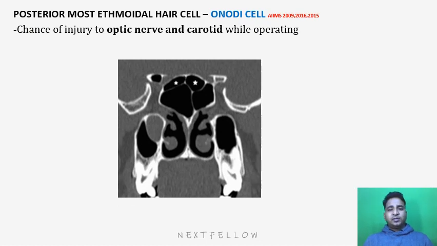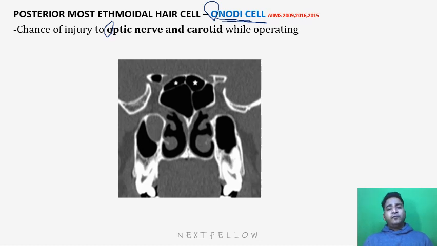Now, the other group of cell is known as Onodi cell. How to remember? Onodi cell is somewhere related to the optic nerve, O for O. So Onodi cell is the posterior most ethmoidal cell, which is in close proximity to the optic nerve.